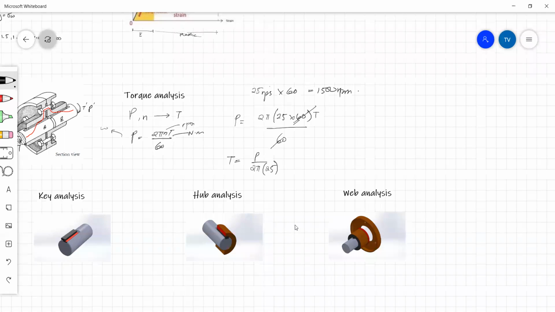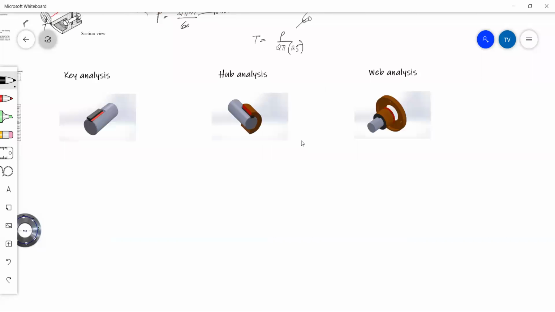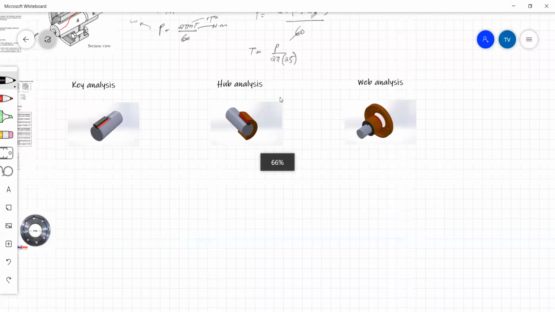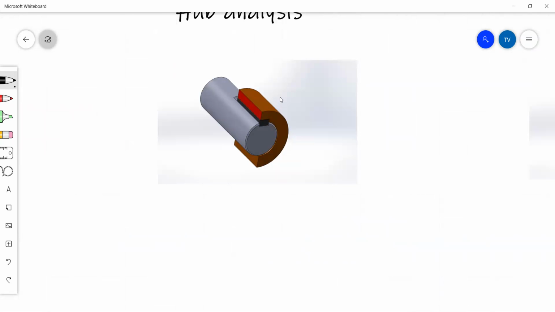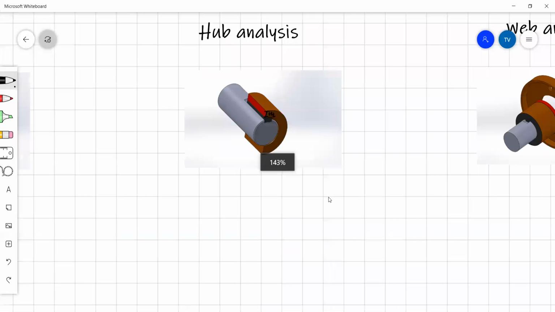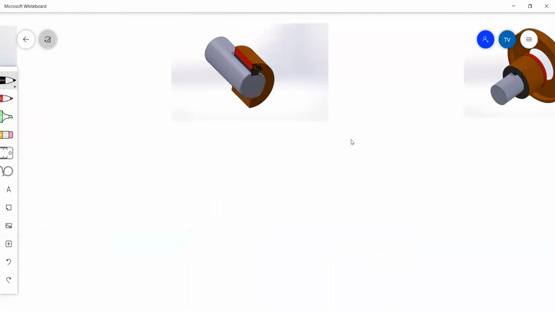So I'll just talk a little bit about the hub analysis. The aim of hub analysis is to try and find the hub thickness, which is this thickness. So the first step you need to do is try and find the force that you're applying. Force can be calculated using the formula for torque. So torque is equal to force multiplied by the distance. The torque is constant. Torque we find in our torque analysis.